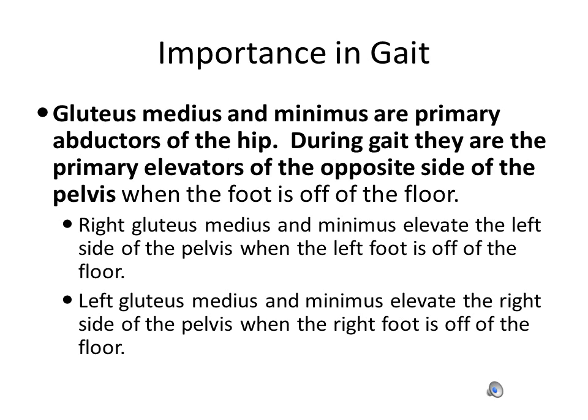Gluteus medius and gluteus minimus play a very important role during gait. Gluteus medius and gluteus minimus are primary abductors of the hip joint. During gait, they are also primary elevators of the opposite side of the pelvis when the foot is off the floor. So, the right gluteus medius and minimus elevate the left side of the pelvis when the left foot is off the floor. The left gluteus medius and minimus elevate the right side of the pelvis when the right foot is off the floor.